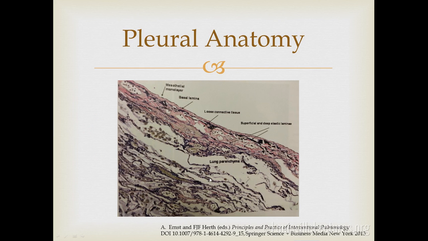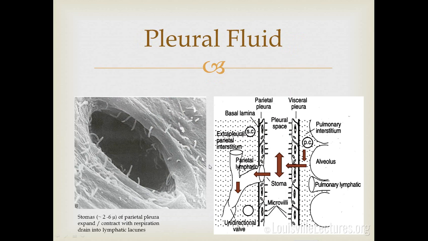This is just a micrograph of the pleura. It's a pretty thin wall structure. You have the mesothelial cells sitting on a basal lamina, and then there are two layers of elastic lamina, the superficial and deep, with a little bit of connective tissue in between, where you have the veins and the lymphatics, and then you've got the lung parenchyma underneath. I think you've seen this before.